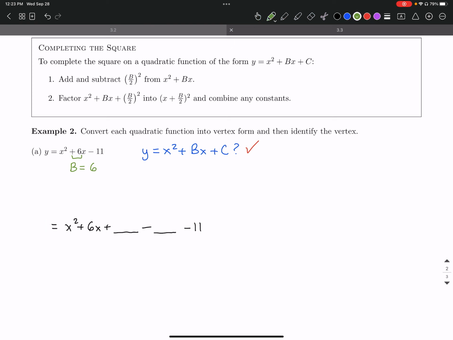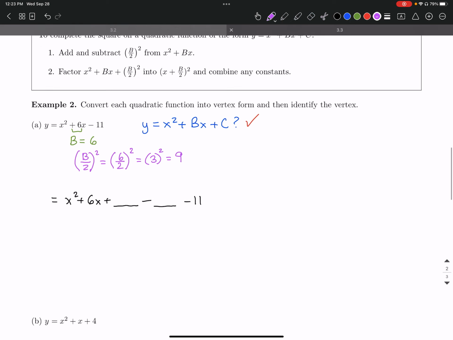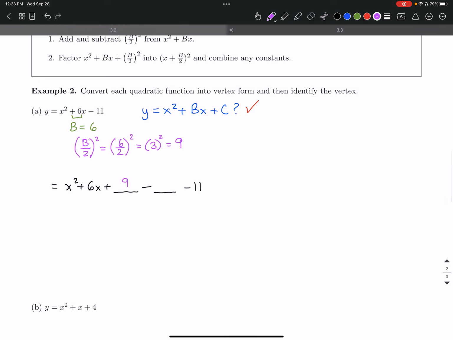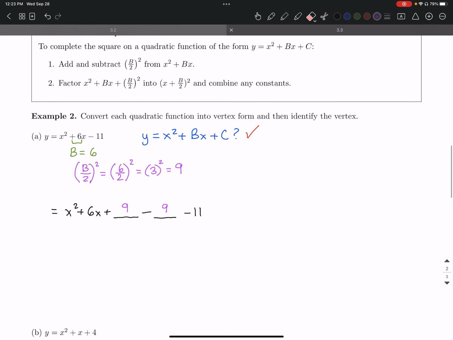So if b is 6, that is going to mean that (b/2) quantity squared is (6/2) quantity squared. 6 divided by 2 is 3, and when I square that, I get 9. So we are going to both add and subtract 9 from the first two terms of the quadratic we started with, and we're going to leave the minus 11 that was there on the end.